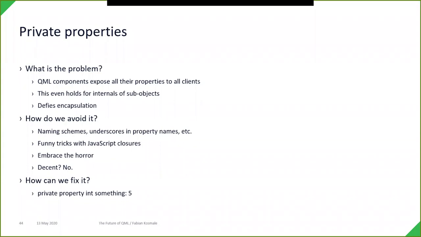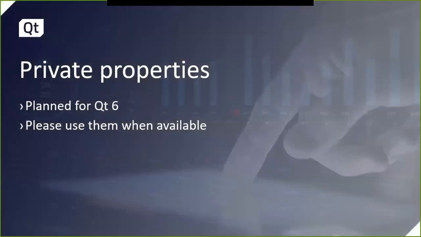And the idea is that in Qt 6, we will add a private keyword, so you can just mark your properties as private and they won't be available in outer contexts. This is currently not implemented, but something which is clearly on our roadmap for Qt 6.0. So they are planned for Qt 6, and when they are available and it makes sense, please use them.